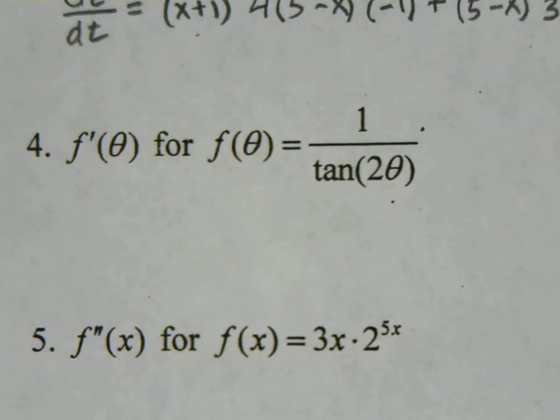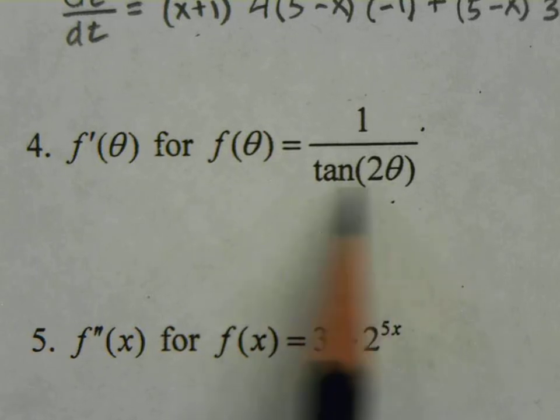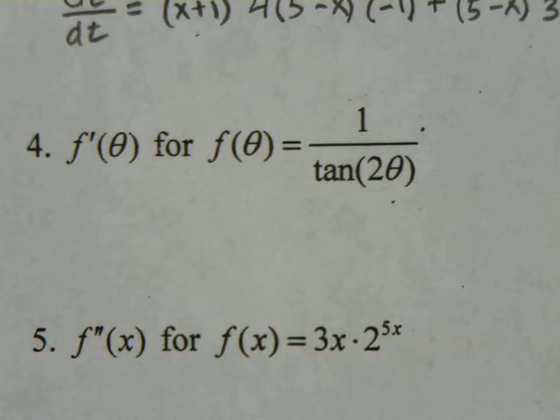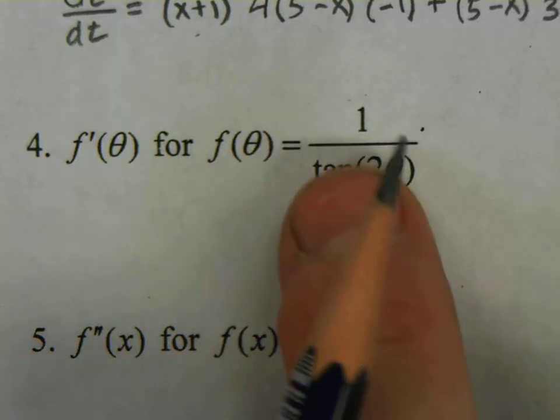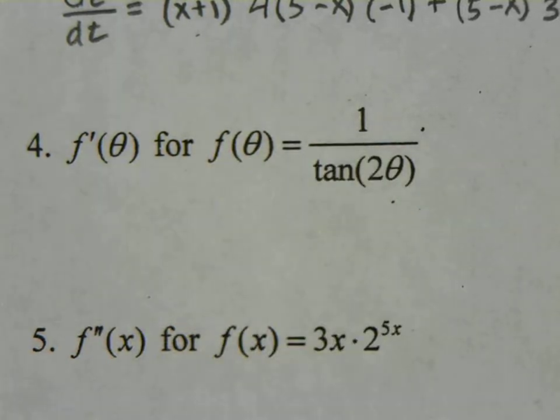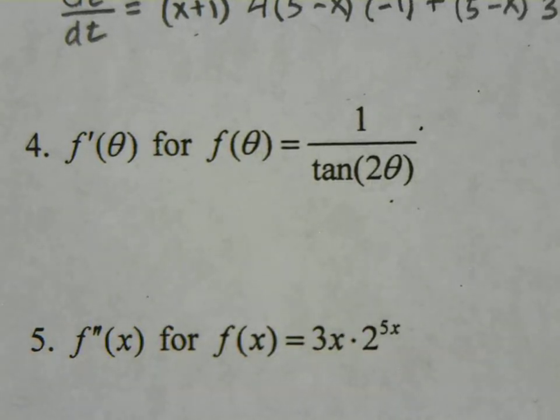Let's look at number 4. What do you have to deal with here? You have a couple of choices. You could either think quotient rule, and then you're going to have a chain rule when you get to the derivative of tangent. You could also think of this as a chain rule inside of a chain rule with 1 over something. Using the power rule, just think of 1 over x. And then the derivative of tangent inside of that, the derivative of 2 theta. So you're going to have 2 parts in your chain rule.